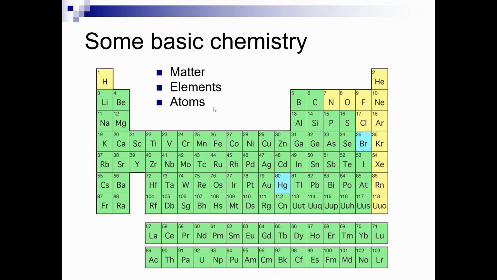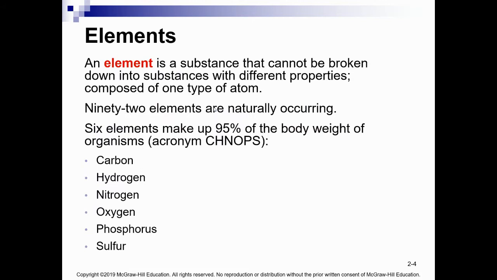Atoms are made of smaller parts, protons, neutrons, and electrons, but it's the specific configuration and number of those that give the elements their specific chemical properties and physical properties. And so we can't break it down to those subatomic particles without losing the properties that make an element an element. So we have 92 elements that are naturally occurring.